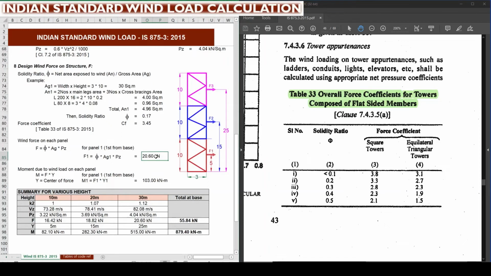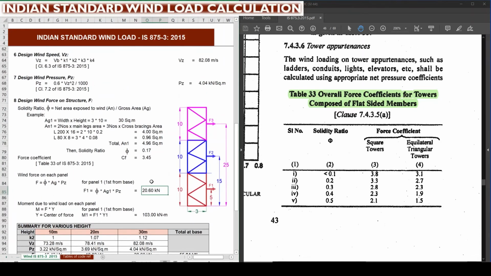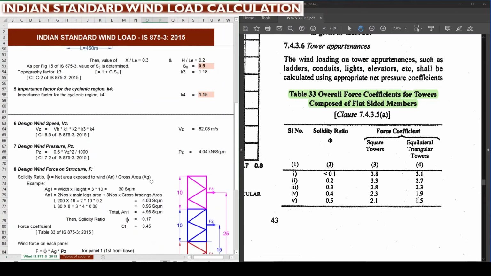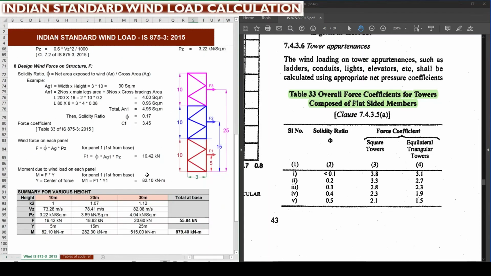So this 20.6 kilonewton value seems to be wrong because our K2 factor, which we had entered, is wrong, because this K2 factor depends upon the height of the structure. Here we had entered H as 30 meter, but that is totally wrong, because we need to find out each individual segment, which means we need to enter the segment height, that is panel height. So panel height is 10 meter. For 10 meter panel height, we are getting 16.42 kilonewton.